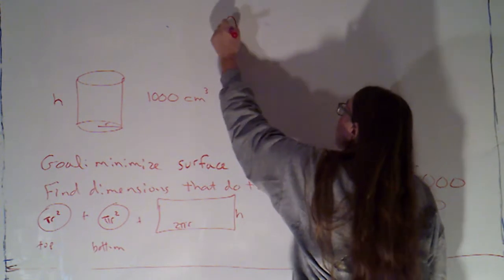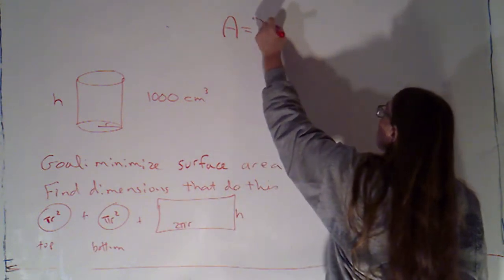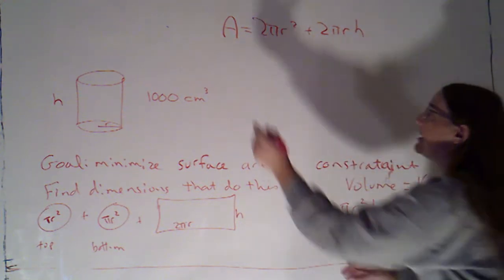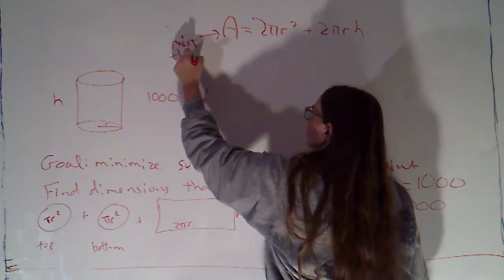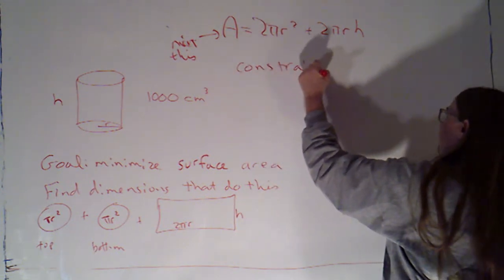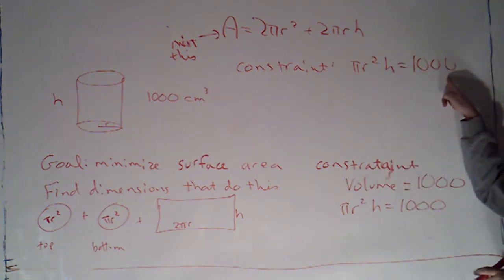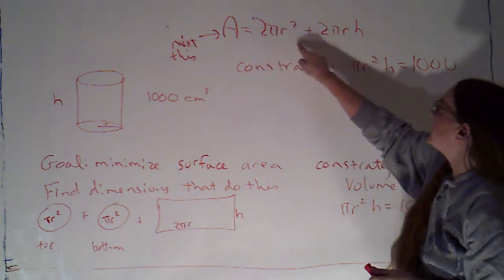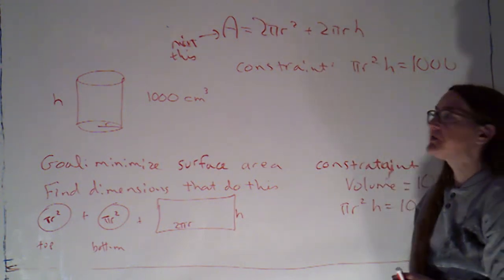So the thing I want to minimize is the surface area, which is going to be 2 pi r squared plus 2 pi r h. My constraint, the thing I don't have any control over, is that pi r squared h has to equal 1,000. Now, just like our last problem, the difficulty that we have is that area right now is a function of two variables, r and h. We only know how to work with functions of one variable.